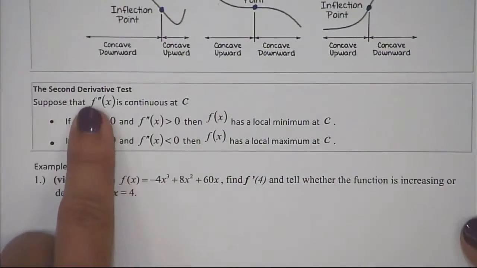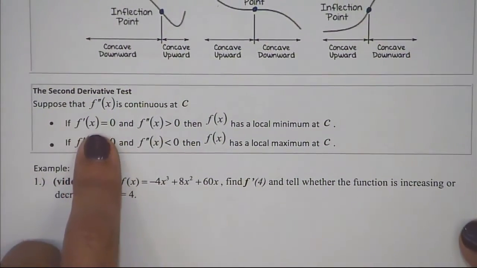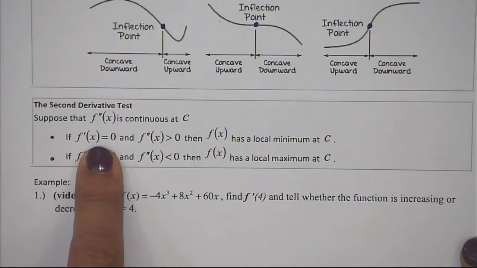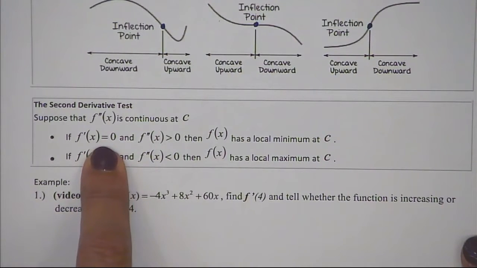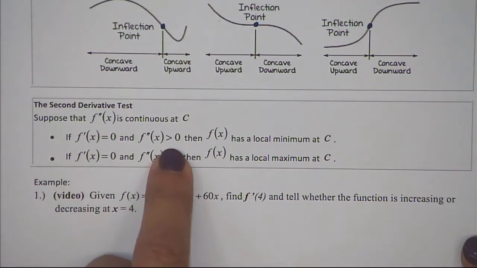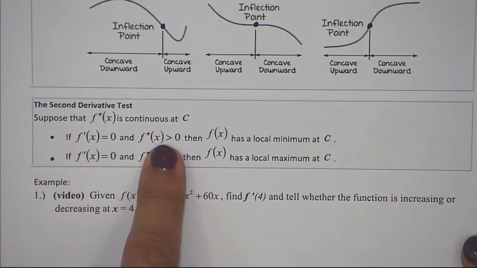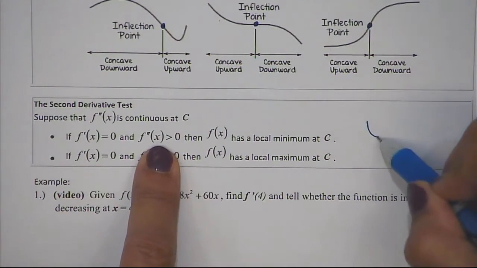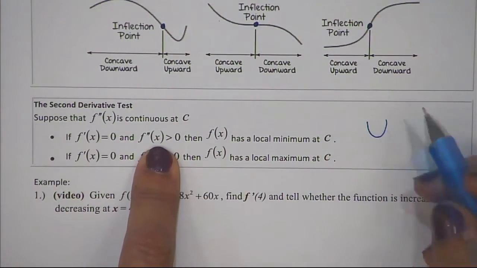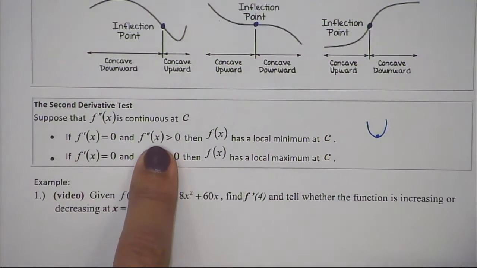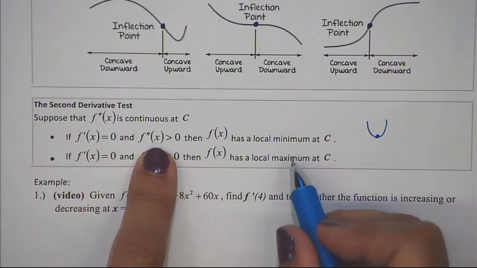All right, so the second derivative test. If the first derivative is 0, think about that. What does the first derivative equal to 0 mean? Possible max or mins. And the second derivative is positive, which means what? Concave up. Then what has to be true? If the first derivative equals 0 and the graph is concave up, what's the only place on a concave up graph that has a first derivative of 0? It has to be a minimum. So that's what that says.